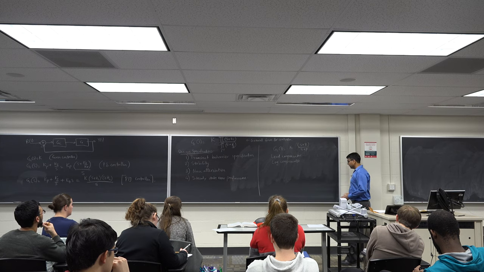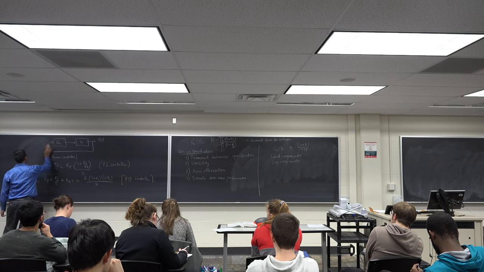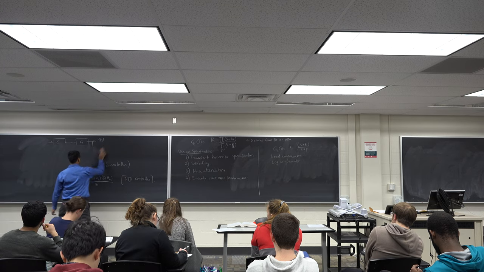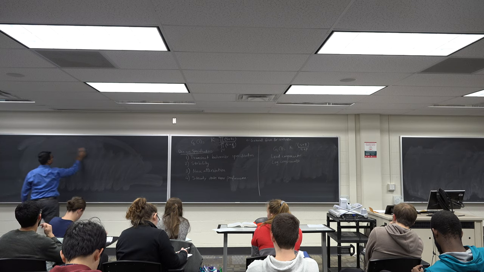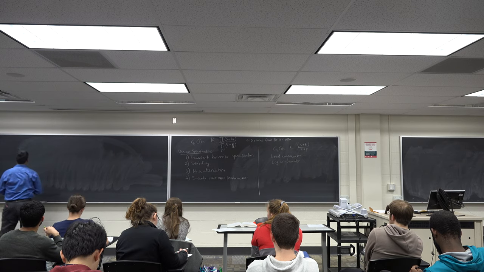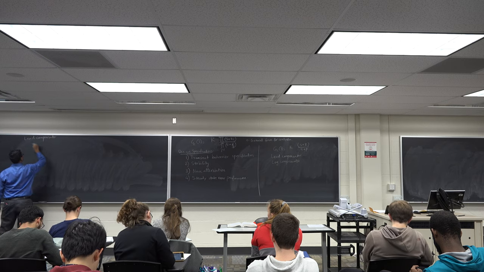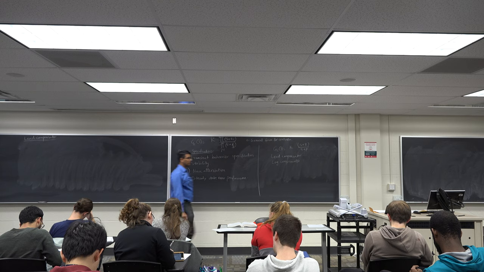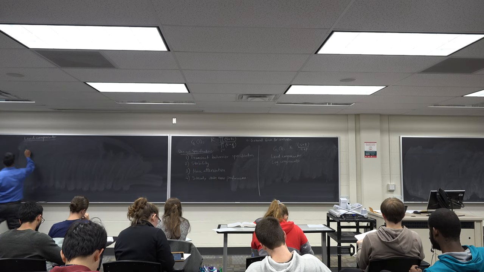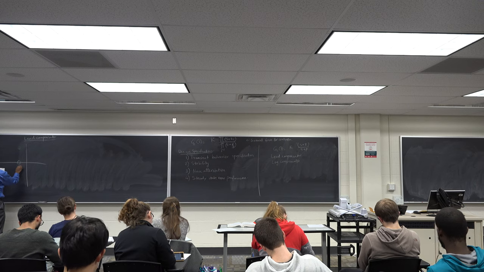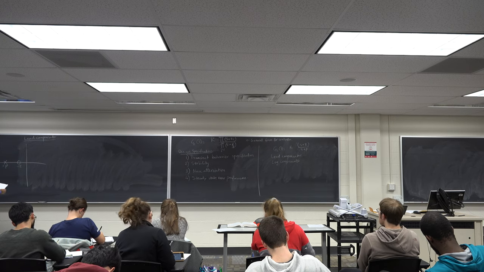So let's talk about the lead compensator. Where is a lead compensator useful? The pole zero diagram of a lead compensator looks like this. You have a zero and you have a pole. That's a lead compensator. So this is the pole zero diagram.